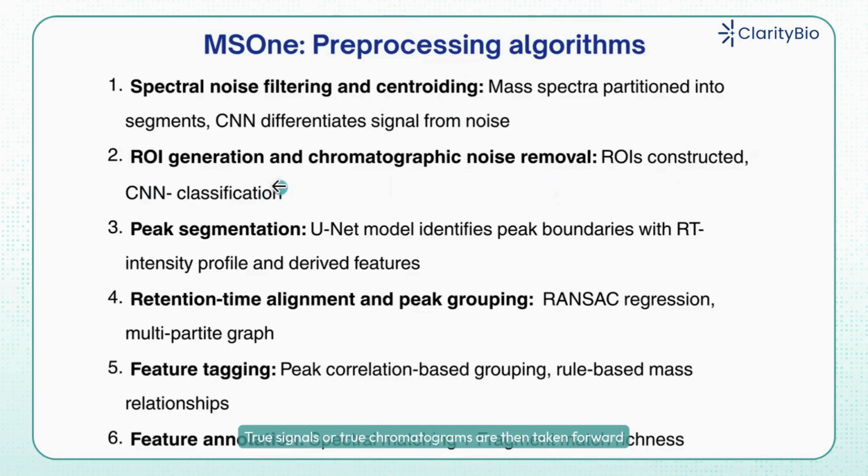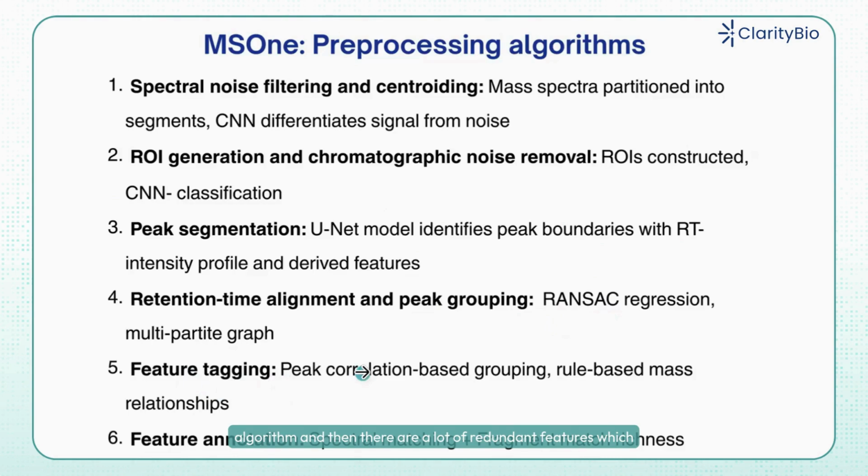So noise is removed. True signals or true chromatograms are then taken forward, and peak boundaries are identified using another deep learning algorithm. So CNN is a convolutional neural network, which is a deep learning algorithm. UNet is another deep learning algorithm. RANSAC is an algorithm, not a deep learning algorithm, but it's a regression algorithm, which is robust to outliers. So there is always a confusion about peak grouping and peak alignment that requires a lot of manual curation. So that is removed using the RANSAC algorithm.